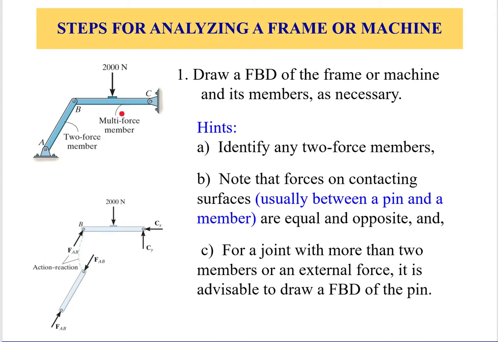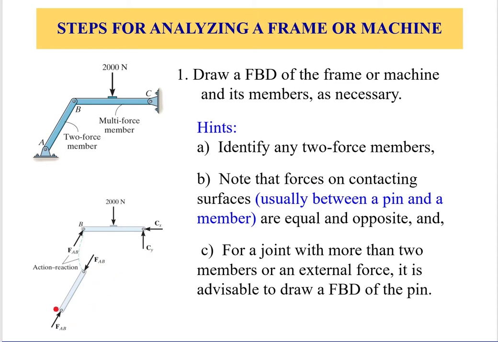Member BC, however, is a frame member. So the direction of the force at B, we know it's applied that way, opposite of FAB, with general loading at C, CY and CX. The number of unknowns is 1, 2, and 3.